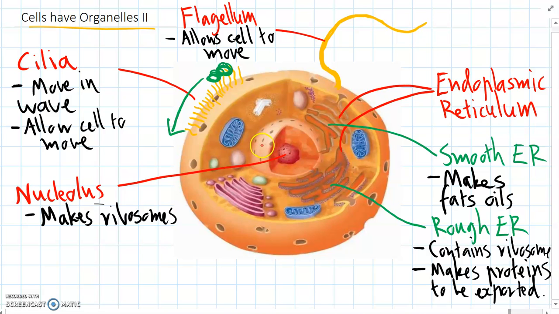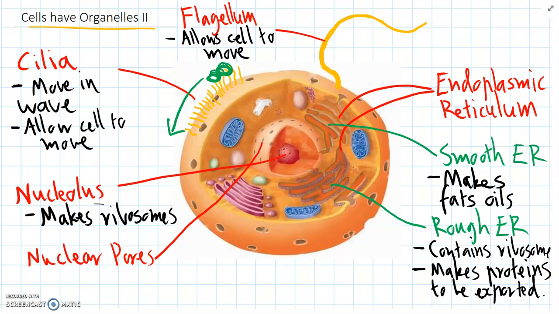Looking at the nucleus, we can also see on the membrane of the nucleus, there are these small holes, and these are called nuclear pores. And just like the pores in our skin, they let chemicals go in and out of the nucleus.